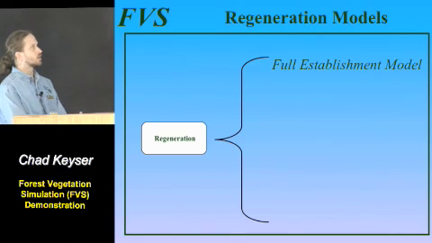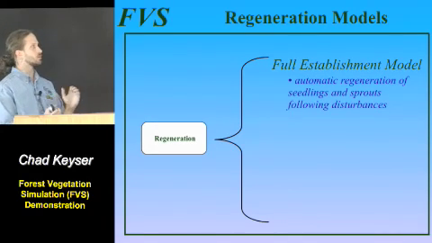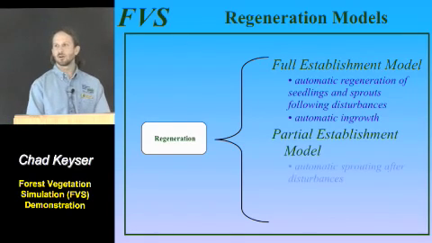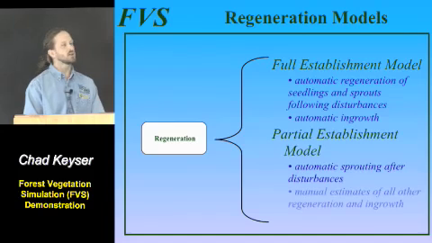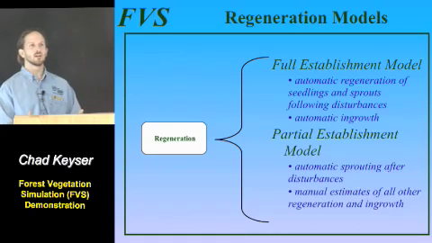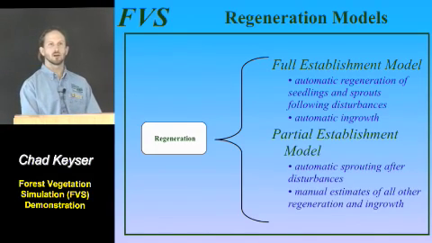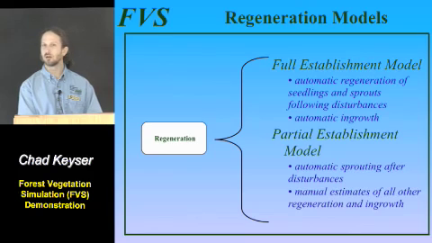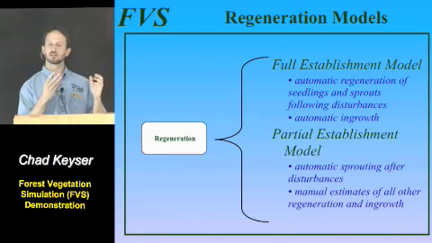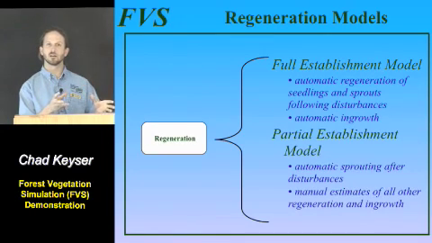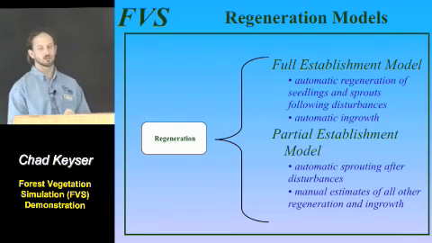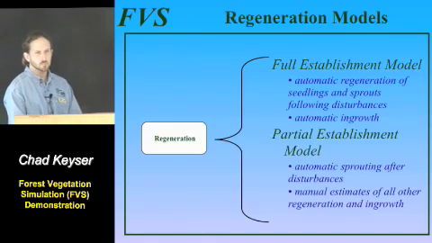In terms of regeneration, there's two types of regeneration models within FVS. There's what we call the full establishment model, which is only used in a few of our variants in the western United States. And basically what they're comprised of are equations that if you disturb the stand enough, you're going to get automatic regeneration put into the model for you. In addition to that, throughout the stand projection, the regeneration model is going to look at the stand characteristics and predict what species are going to grow into the stand. So it has this automatic ingrowth function too.